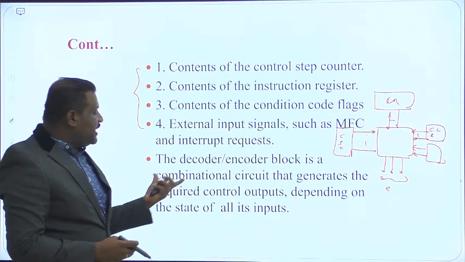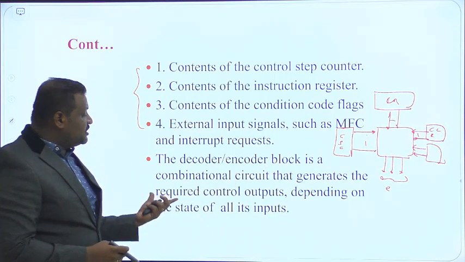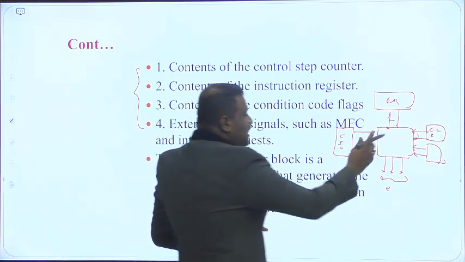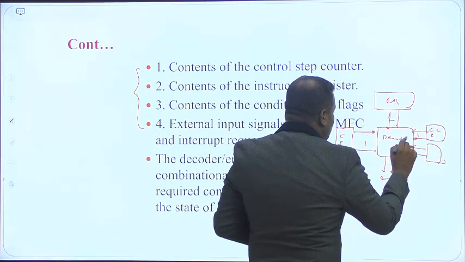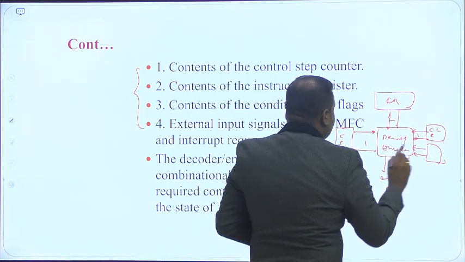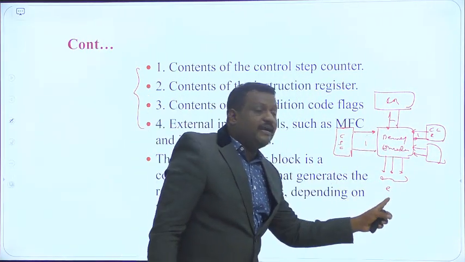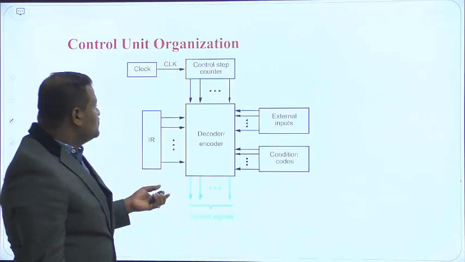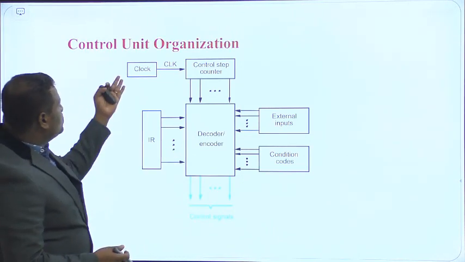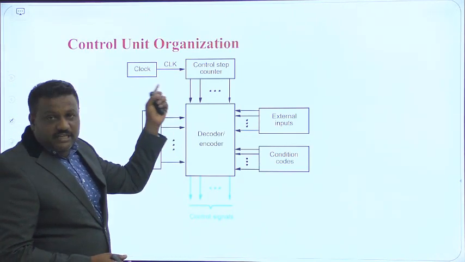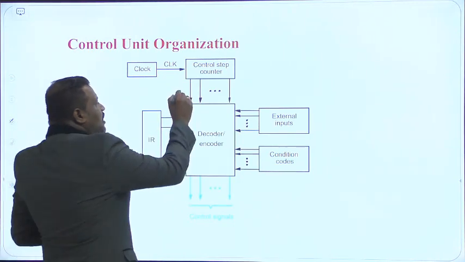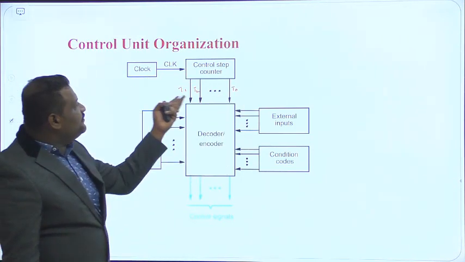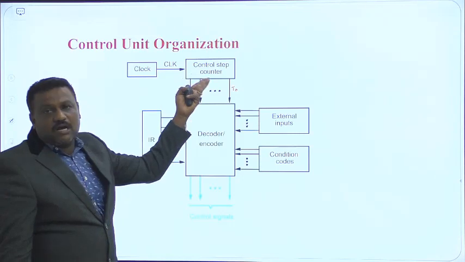A decoder/encoder block is a combinational circuit that generates the required control outputs depending on the state of all its inputs. That means here I have a decoder/encoder circuit. It is a block which will generate the control signals based on all this information in case of hardwired control. So this is the block diagram, friends. This is the clock. For the control step counter, the input is a clock. The outputs are our timing states T1, T2 and so on up to Tn. These are the different counter steps present in this control step counter.